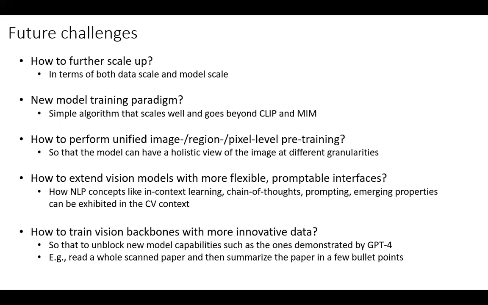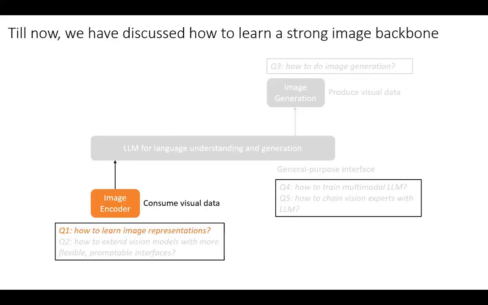Finally, how can we train vision foundation models with more innovative data? If we check the GPT-4 paper, if you provide a scanned PDF of a paper, the GPT-4 model can even summarize the paper for you. So how can this kind of capability emerge? If we just use natural images, this can never happen. But how can we train a vision backbone with more innovative data? I don't know, but this is something I'm interested in.